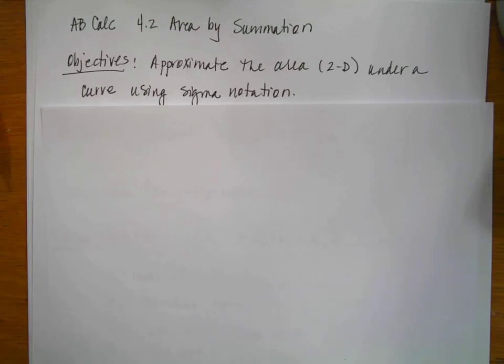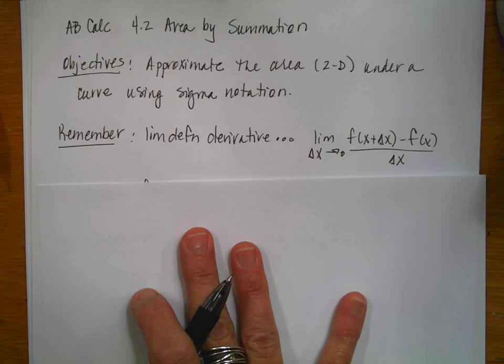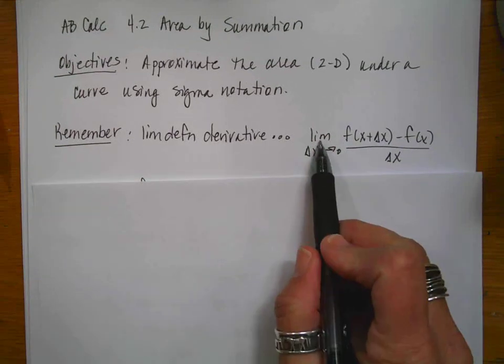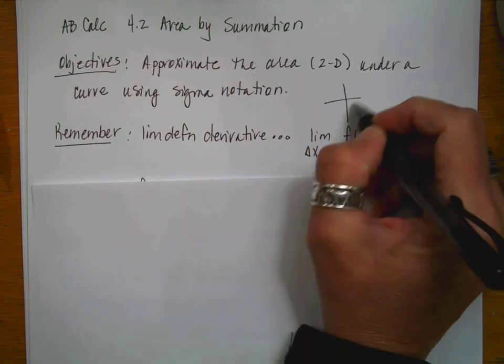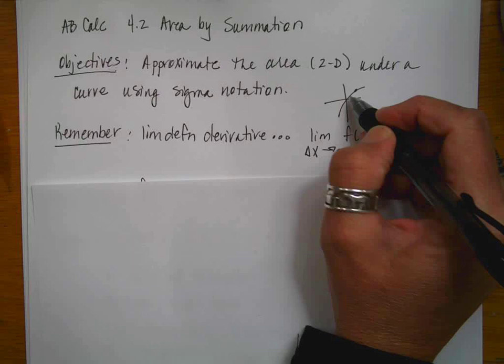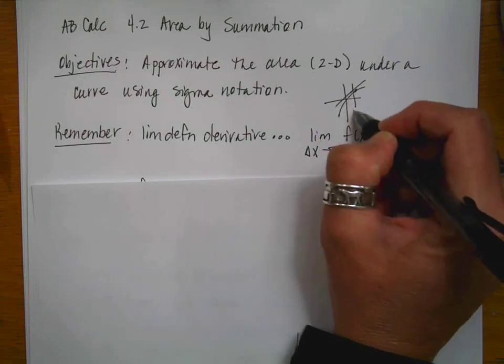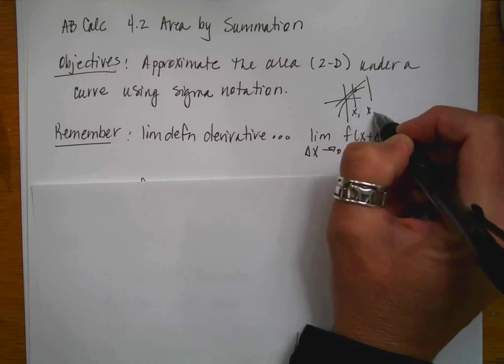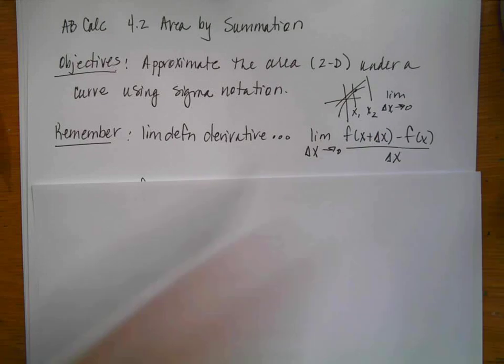Our objectives are that we're going to approximate the area, the two-dimensional area, three-dimensionals coming soon, woohoo, under a curve using sigma notation. So if you'll go back and remember when we started derivatives, we would apply a limit to a derivative. And we were talking about, remember that we did a tangent line approximation and we're looking for our x1 and our x2. We were looking for the limit as delta x goes to 0.